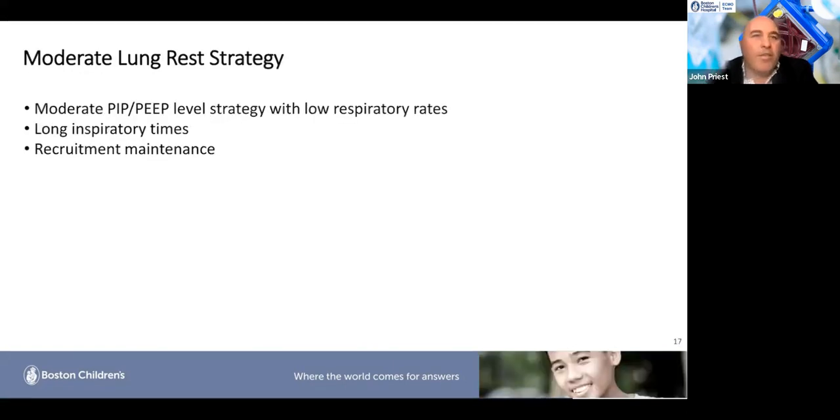And then you have the moderate lung rest strategy. This is moderate levels of PIP and peak end expiratory pressure strategy with low respiratory rates and long inspiratory times, and this is what's going to be your maintenance to recruitment. In this phase, a true understanding of respiratory mechanics and patient and ventilator interaction is extremely important. In this mode of ventilation, it's very easy to cross over into that lung injury category.